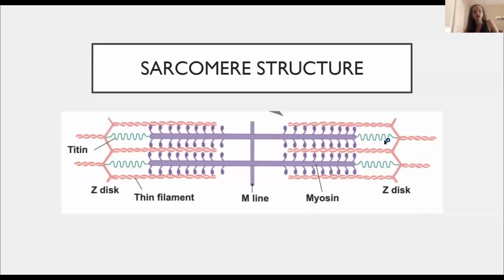So, sarcomere structure: we have the Z discs at the end, which outline the borders of the sarcomere and give rigidity. The thin filament is actin, and myosin is the thick filament. In between we have titin, a structural protein that provides the elasticity needed for the actin filaments to go towards the M line during contraction.